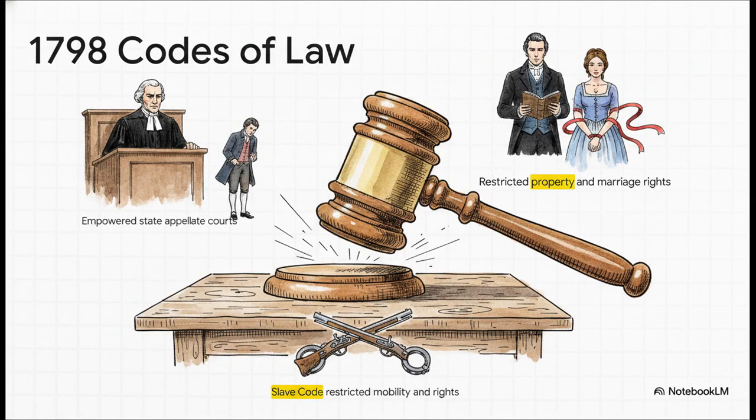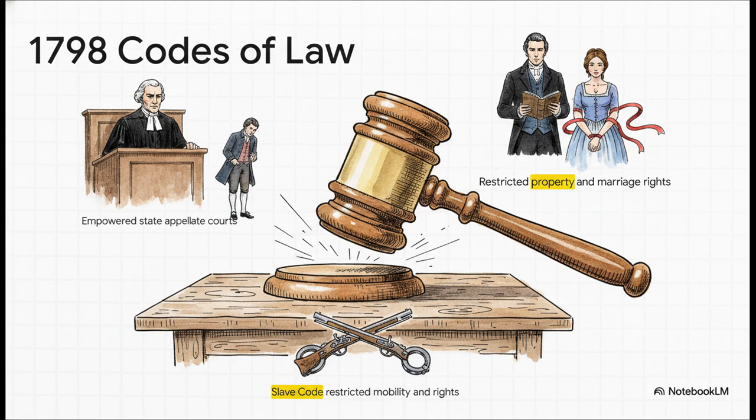So state institutions used the 1798 codes of law to legally define white men's rights, strengthen patriarchy, and basically override informal local customs. They passed a comprehensive slave code that severely restricted the mobility of enslaved people, barring them from testifying in court or owning guns.